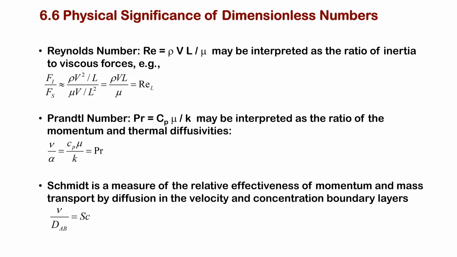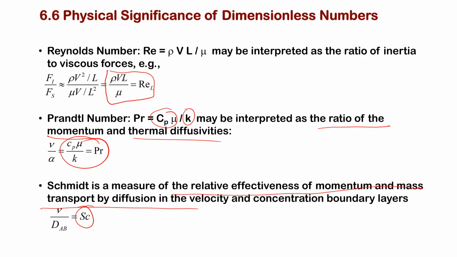So let's talk about the significance of these dimensionless numbers. The Reynolds number is basically the ratio of inertial forces to viscous forces. And we have analyzed this in fluids in quite some detail. It's defined as rho v L over mu. And the Prandtl number is defined as the ratio of momentum to thermal diffusivity. It is defined as Cp mu over K. Cp mu over K, this is the Prandtl number. And an analogous dimensionless number is the Schmidt number, which is defined as the effectiveness of momentum to mass transfer diffusion.